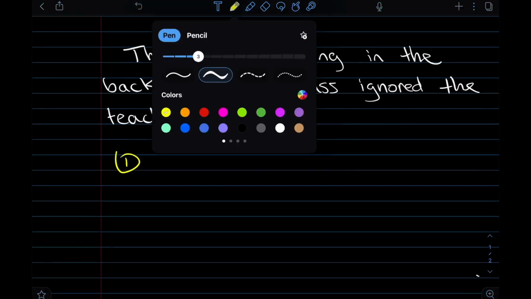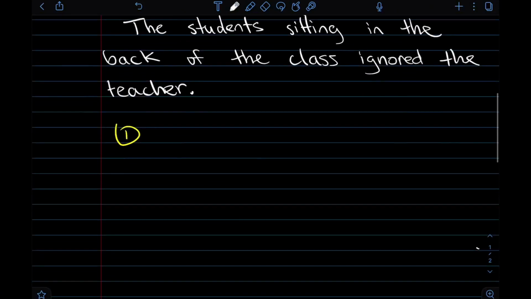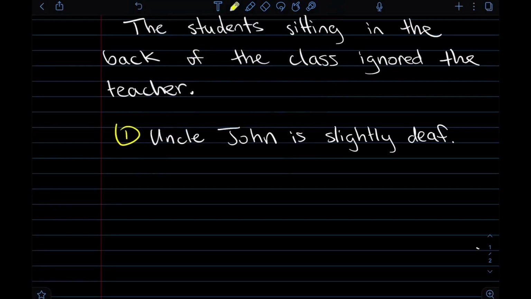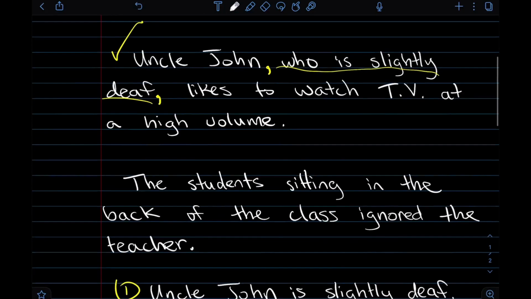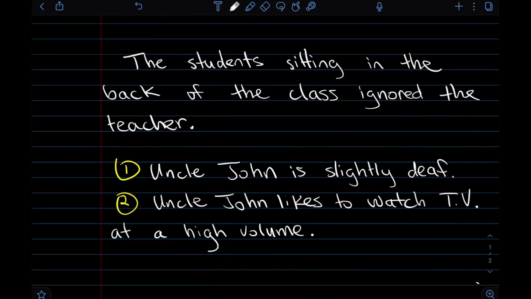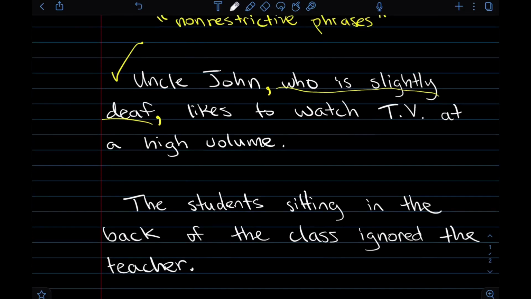It's saying, one, Uncle John is slightly deaf. And number two, it's stating the second part. Now notice that if we decided to break the original sentence into two statements, we would not change the meaning of the intended message here. Uncle John is slightly deaf and he likes to watch TV at a high volume. The first statement serves to sort of explain the second statement. If we put them both together, the same exact thing is going on.